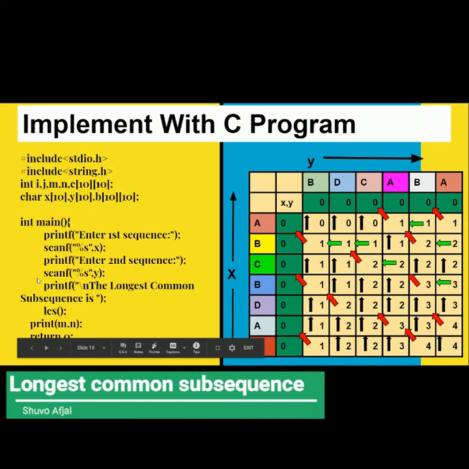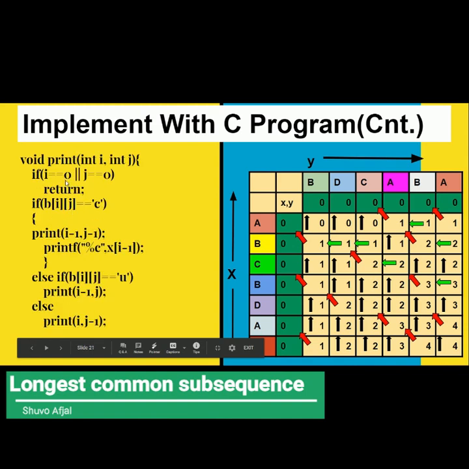Now we call the print function, print mn. Here we pass the value m, with int i and int j. If i equals 0 and j equals 0, the function will not work. That means m is equal to 0 and n is equal to 0, so this function will not work. If this condition is not true, then the second line will execute.